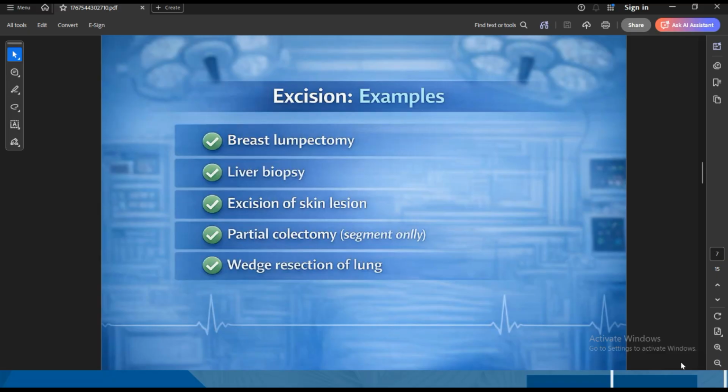So what are the common examples of excision? Breast lumpectomy, as we have discussed, means removal of part of the breast. Liver biopsy, where only tissue of the liver is taken, not the complete liver. Next, excision of skin lesion. As skin is a large organ, excision of a skin lesion comes under excision. Partial colectomy, segment only, not the complete colon. Wedge resection of the lung.